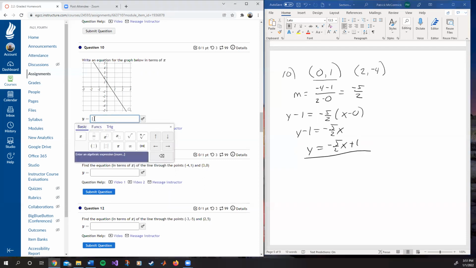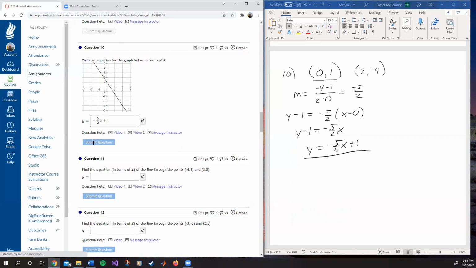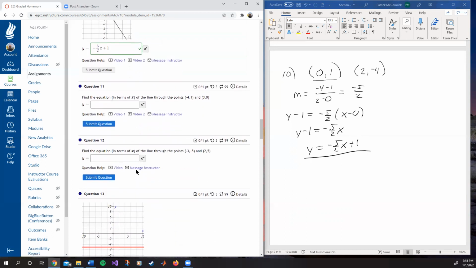So now we're just going to make sure we type it in correctly, right? So y equals -5/2, oops, x plus 1. There we go. All right.